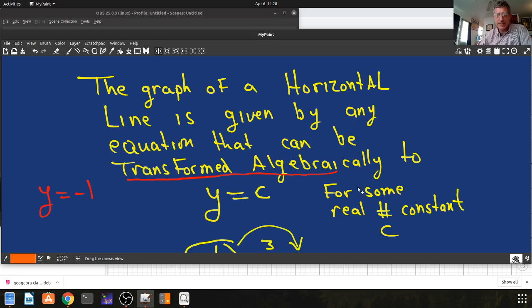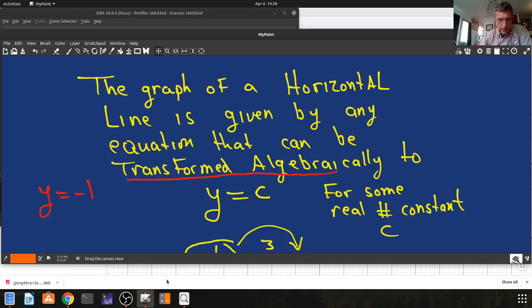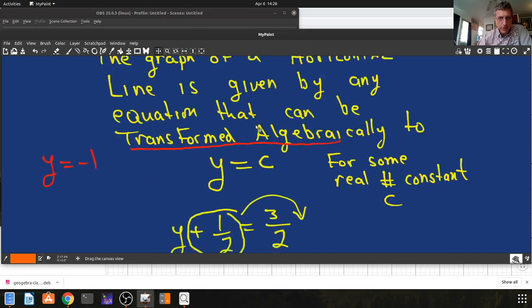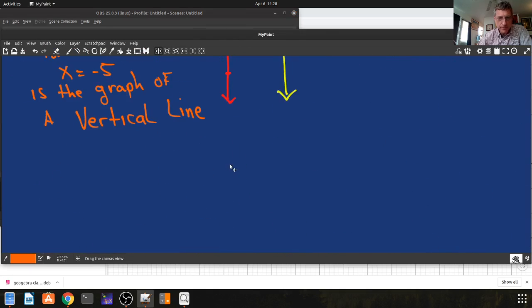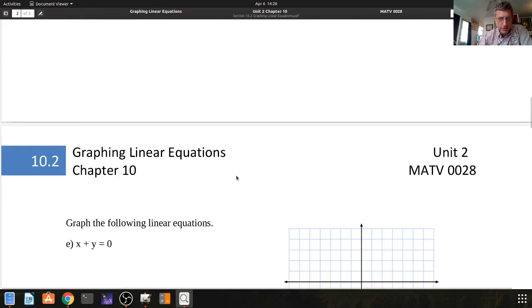So one last thing. We've got 3 more. Yeah, we have a bit more to do, so let's do them. Whoops, I hit the wrong thing. Give me some new white space here. And let's go to the next page.